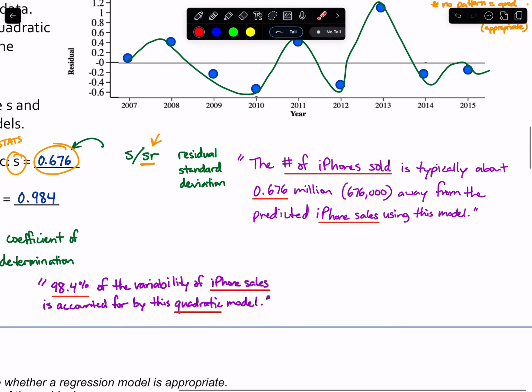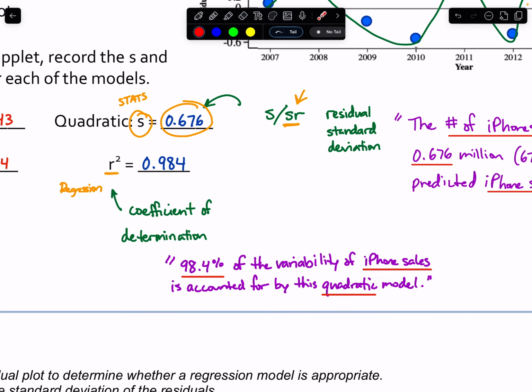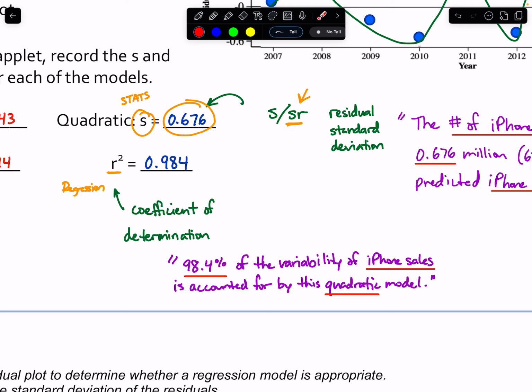Again, we're just filling in those sentence frames where we need to plug in stuff, with iPhones sold being our Y context. For the coefficient of determination, 0.984 is the equivalent of 98.4%. I'll say that again, 98.4%. So 98.4% of the variability of iPhone sales is accounted for by this quadratic model.